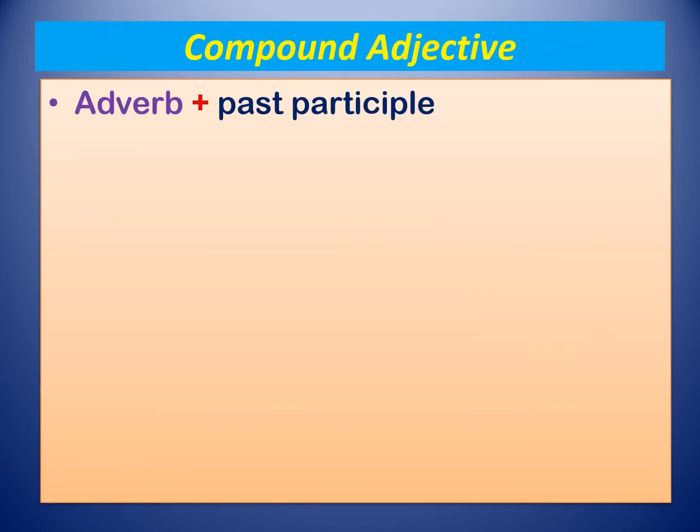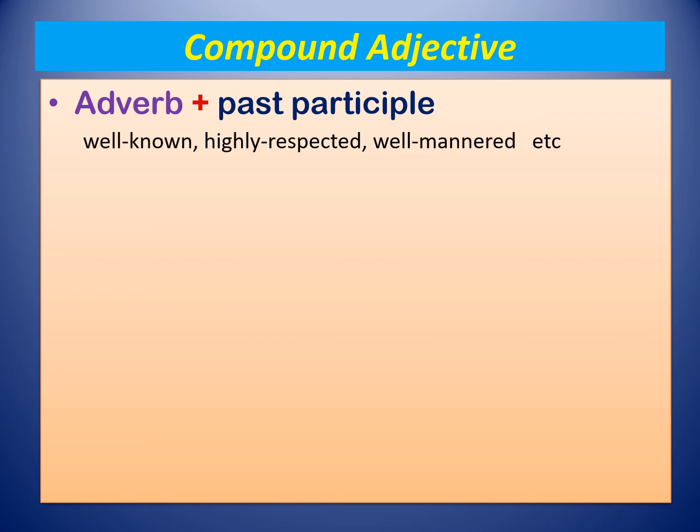Compound adjectives are formed with an adverb and past participle. Examples: well known, highly respected, well mannered. These are all compound adjectives formed with an adverb and a past participle. Well known, well is an adverb, known past participle. Highly respected, highly is an adverb, respected past participle. Let us frame some sentences using these compound adjectives.